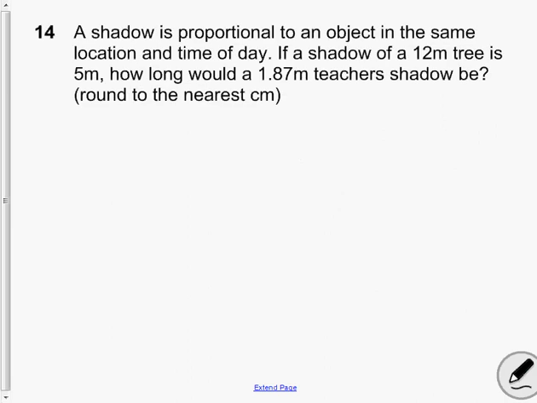Question 14, a shadow is proportional to an object in the same location at the time of day. This is the one we went outside and did. If a shadow of a 12-meter tree is 5 meters long, the first thing I'm going to do is keep my words here. On your exam, it's probably best that you keep things organized for what you want your number on the top to be and what you want your number on the bottom to be. So here I have two numbers. 12 meters is the object's height, so I'm going to put that in the top one. And the 12-meter tree has a 5-meter shadow.